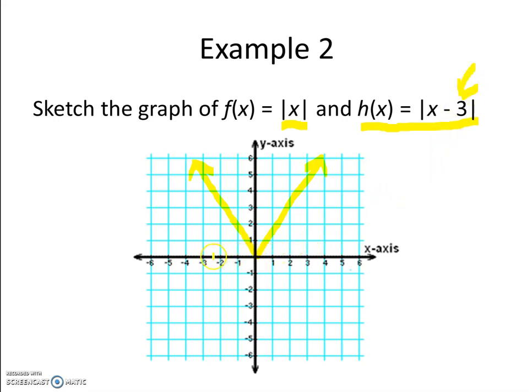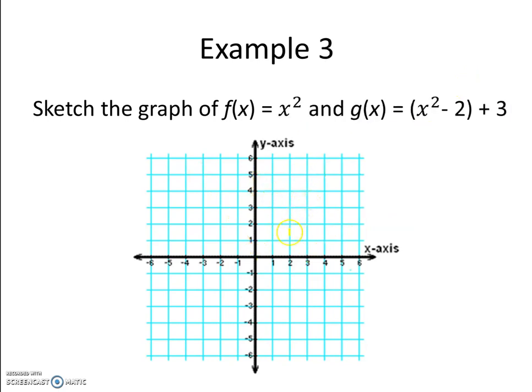Well, then what happens if I put minus 3 inside the absolute value? Well, that shifts it along the x-axis, and oddly enough, it doesn't go over to the negative, it goes here to the positive 3. Still looks like the same graph, looks like a V. It's just shifted over to 3.